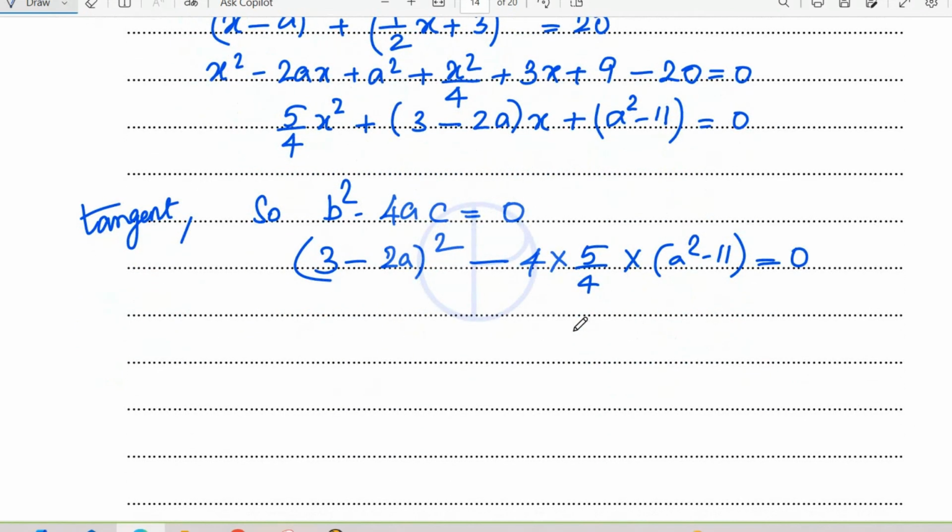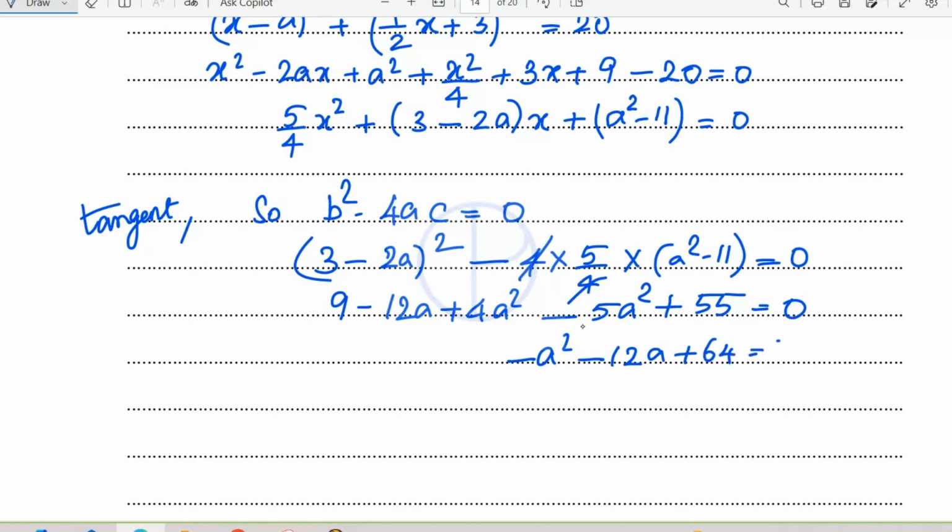Let's expand this one. So 9 minus 12a plus 4a square is 4, and 4 gets cancelled, minus 5a square plus 55 equal to 0. Now combine the a square terms: negative a square, negative 12a plus 64 equal to 0. Multiply the whole thing by negative 1. So you get a square plus 12a plus 64 equal to 0.